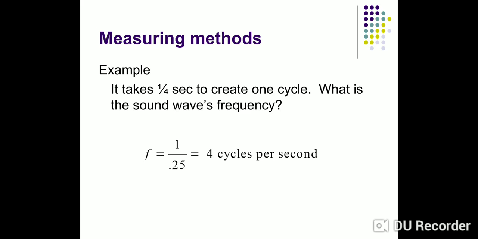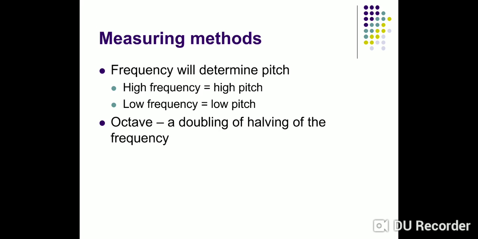Let us see one example. It takes 1/4 second to create one cycle. What is the frequency of the sound wave? We know the formula of frequency. f is equal to 1 divided by T. Let us see, f is equal to 1 divided by 0.25, which is equal to 4 cycles per second. Therefore, 4 cycles per second is the frequency.